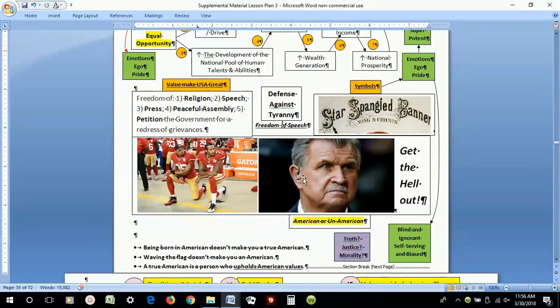For example, here's Coach Ditka, kind of a famous coach, right? He said to this Colin Kaepernick, get the hell out, right? Now, why was Colin Kaepernick doing this? Right? Well, he did it as a protest against excessive police violence against blacks, right?